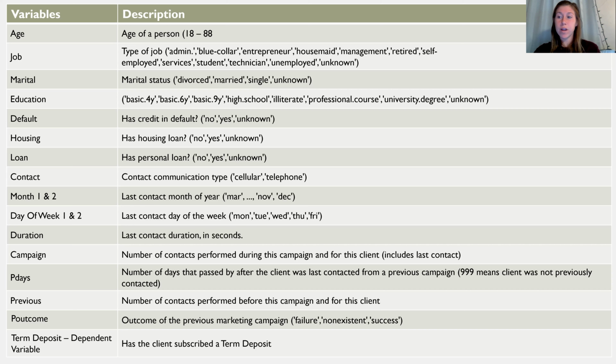For the independent variables duration and P days, I divided by 10 for duration and 100 for P days to avoid numbers becoming really large down the road when multiplying. I assigned 0, 1, and 2 to various independent variables in my Excel document. And at the bottom is my dependent variable, which is my term deposit. This will be classified as 1 for yes to term deposit and 0 for no term deposit.